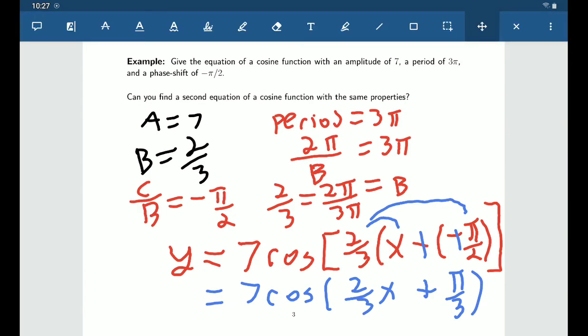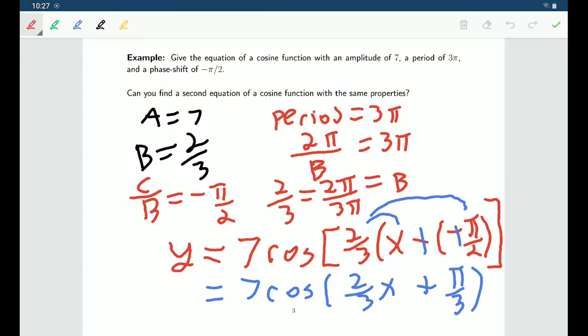Now, the follow-up question: can we find a second equation of a cosine function with the same properties? I've been hinting all along that the answer is yes, because remember at the beginning I said that a could be positive or negative, which means I could have chosen a value of a that was negative 7, in which case my equation would have been negative 7 cos 2/3 x. I also could have chosen b to be negative, like a reflection in the y-axis, and so I could have had a negative 2/3 in my equation rather than a positive 2/3.